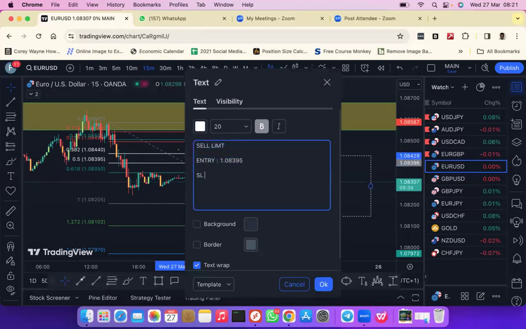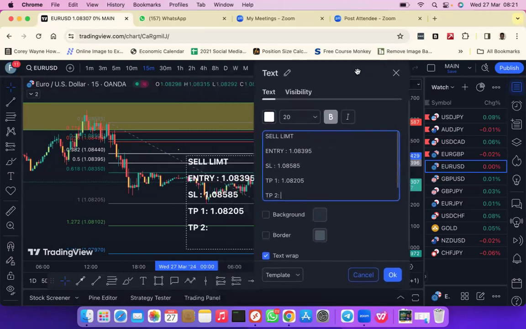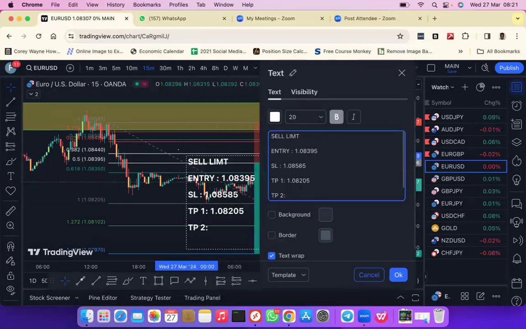The stop loss is going to be 1.08585. Your TP1 is going to be 1.08205. TP2, okay, use 1.07970.